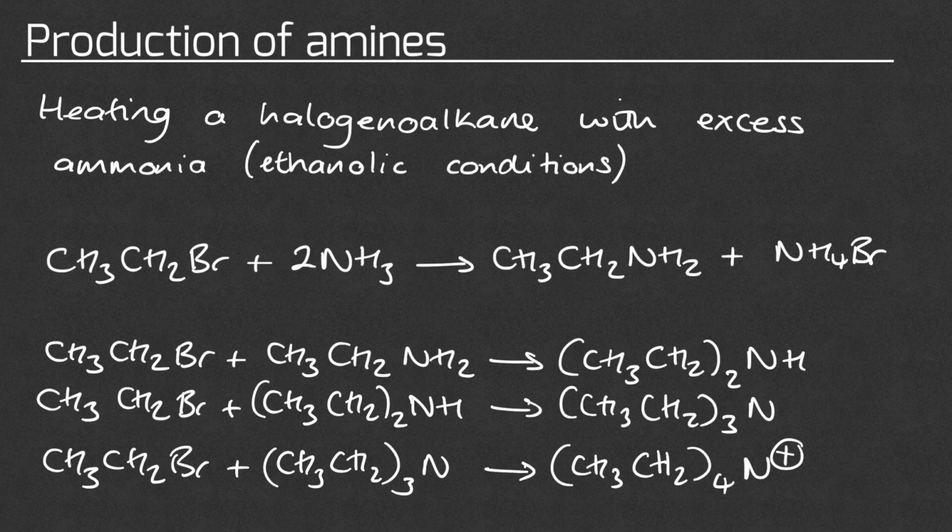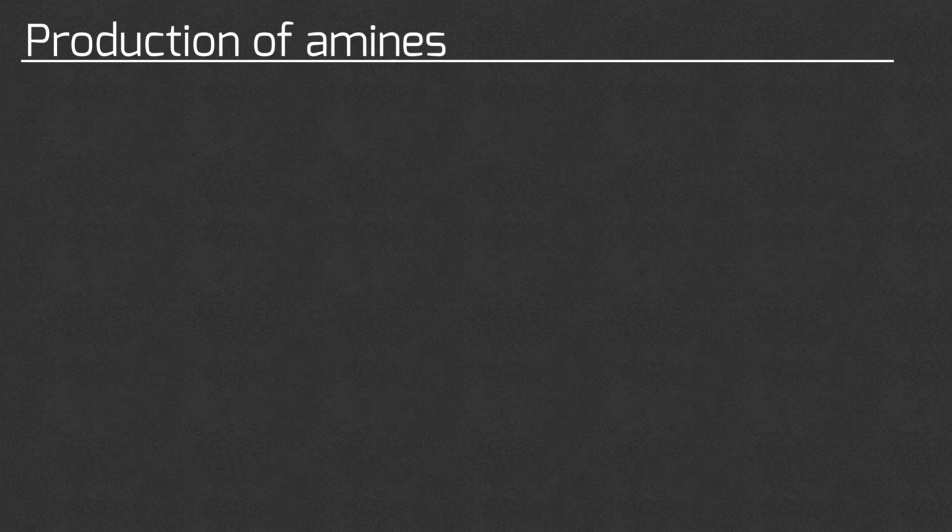We'll end up with a mixture of our ethylamine, diethylamine, triethylamine, and our tetraethylammonium ion. That mixture of products is not desirable because we want to try and make one amine only. So we're going to now look at a second method of producing amines, which will only produce one amine. So this is a better method to use for the production of amines.